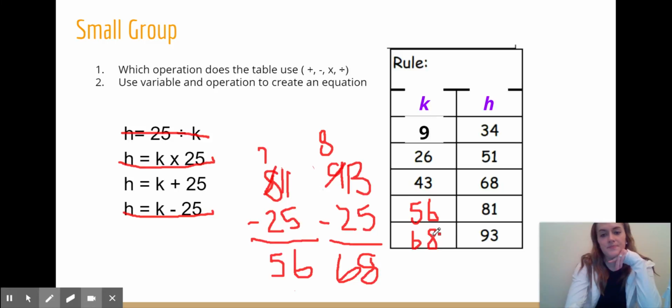And I could write my rule on the top of my in and out table.